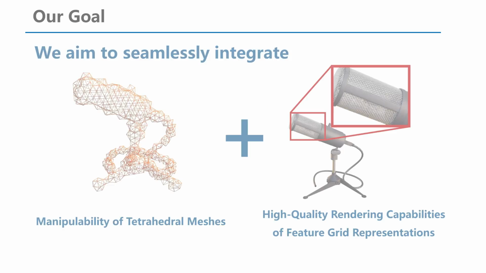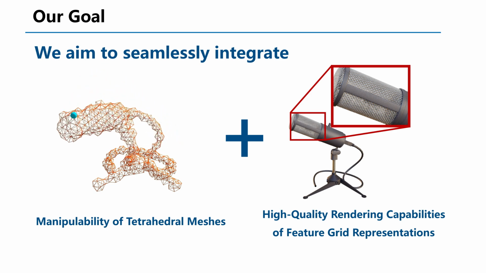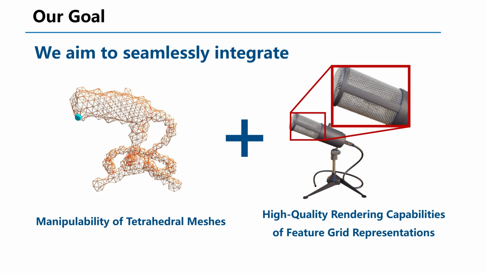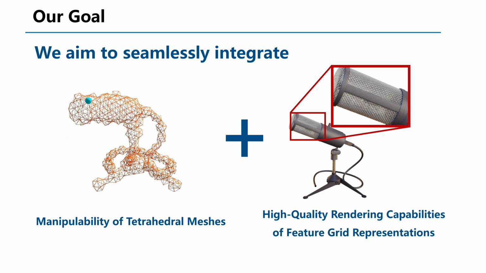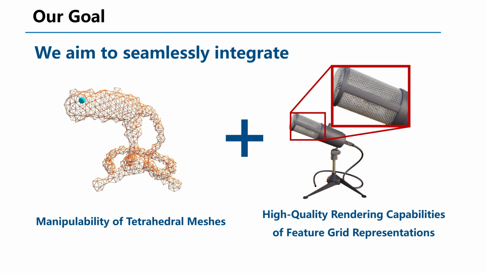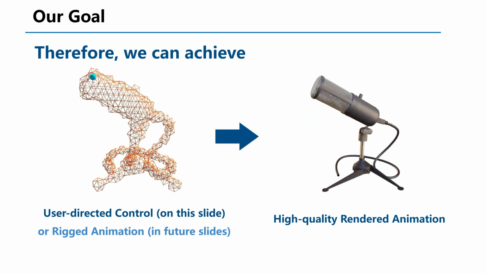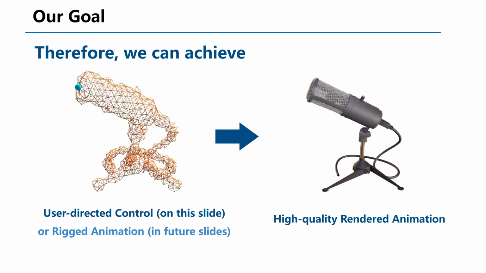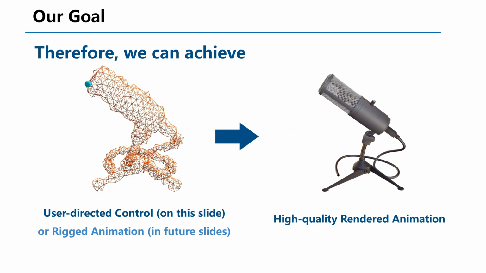Let's begin. While neural radiance fields, NeRF, have shown promise in novel view synthesis, their implicit representation limits explicit control over object manipulation. In this paper, we aim to seamlessly integrate the manipulability of tetrahedral meshes with the high-quality rendering capabilities of feature grid representations. This integration facilitates the application of user-directed control and supports rigged animations in NeRF, enabling the production of high-quality rendered animations tailored to user specifications.